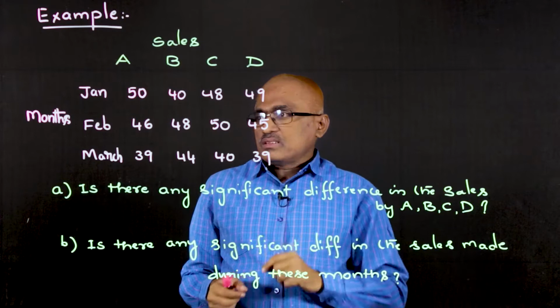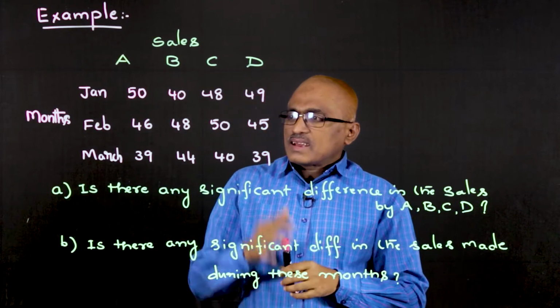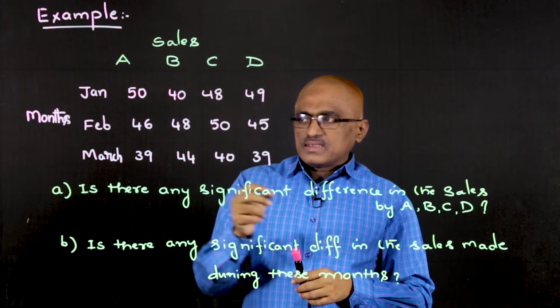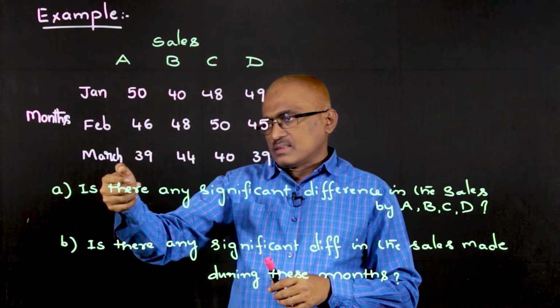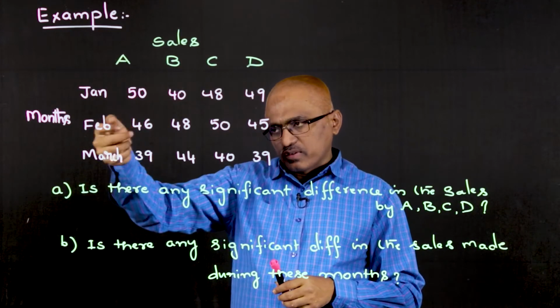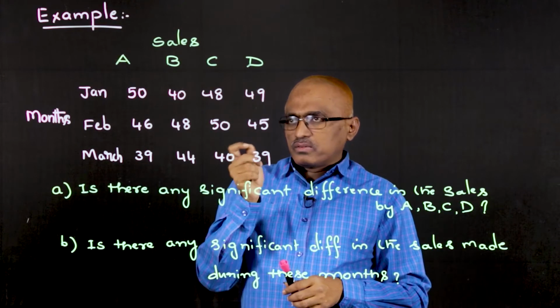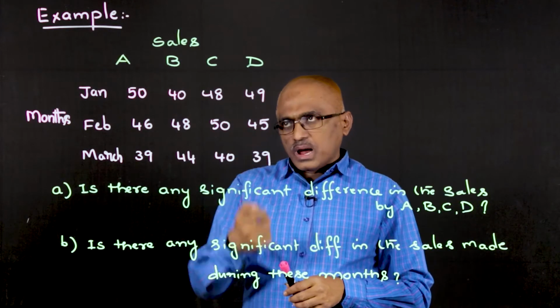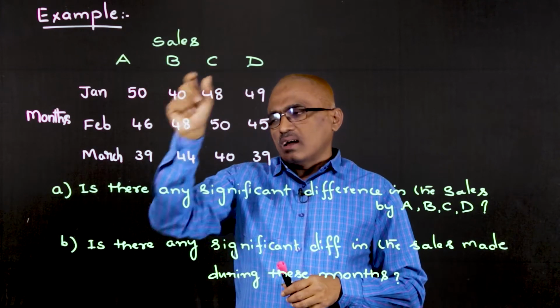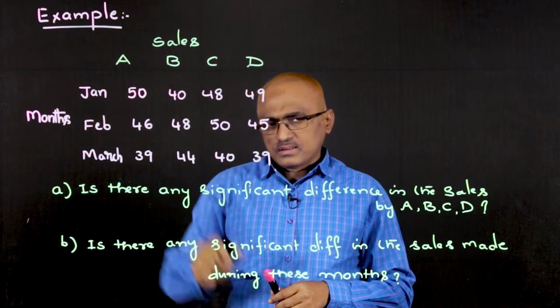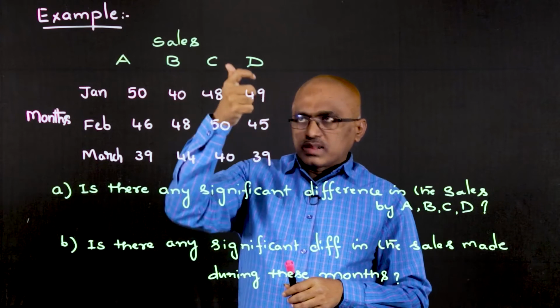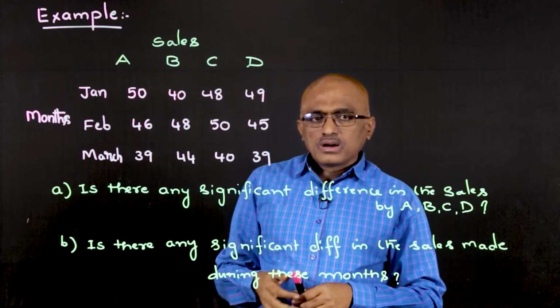So, apart from this, if we want to find out, is there any significant difference in the sales with respect to the months here? So with respect to Jan, Feb, March. That means here, based on the same data, we want to test the hypothesis with respect to sales as well as with respect to months. That is with respect to rows as well as with respect to columns.